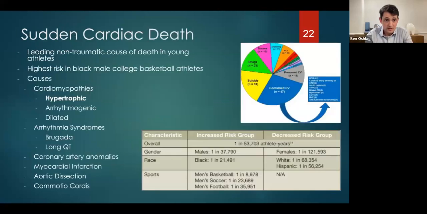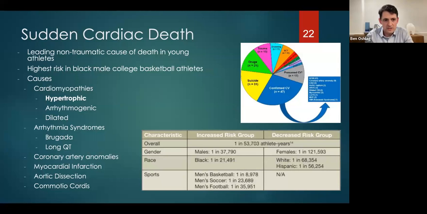Be prepared. Why did I spend so much time talking about cardiac arrest in a general collapse talk? Well, sudden cardiac death is the leading non-traumatic cause of death in young athletes. This happens a lot more often than we would like. The highest risk is in Black male college basketball athletes, but there's high risk for basketball, for soccer, for football. If you're a men's Division I basketball player, your risk is 1 in, I believe, around 5,000. This is overall for basketball on the chart there. So really, it's much higher than you might realize.